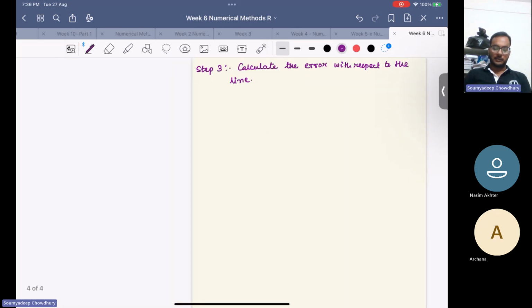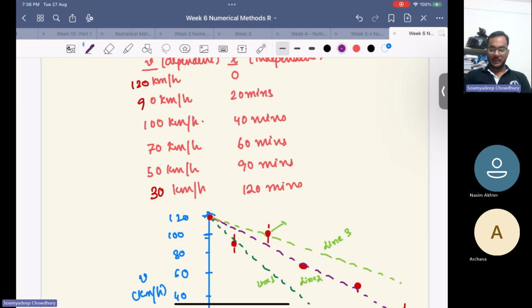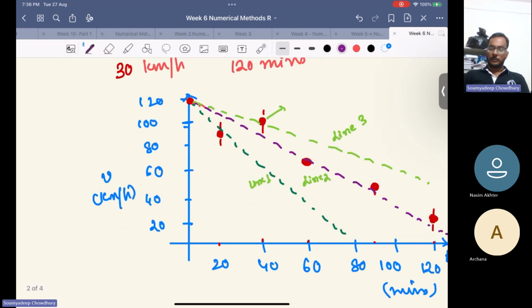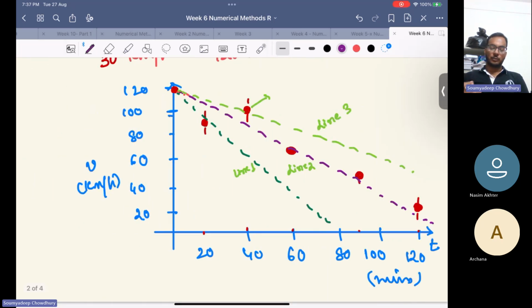To understand this, we'll go back to this plot. As I asked you which straight line is the most accurate line representing the plot, you directly answered that it is line 2. You said it is passing through most of the points, or it is close to most of the experimental points, right? So how is this closeness determined? It is determined based on the error. To find any error, we need two quantities: one is the experimental value, and the other is the true value or the predicted value.